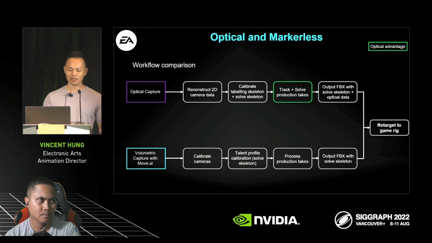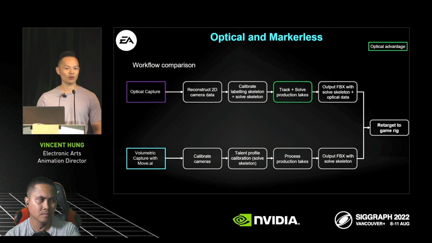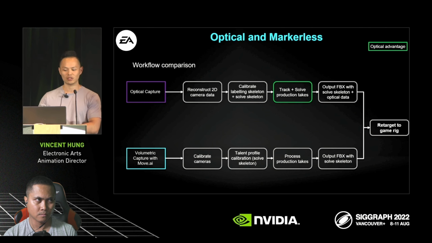After we're done, we calibrate the cameras. Now, we have the option to create a talent profile, what we call an actor profile. What that means is we could capture the talent's skeleton in a very controlled environment, and then we can keep that skeleton calibration and use that for future shoots. That's very advantageous for us if we were to do future shoots with the same talents. The difference afterwards is we process the production takes, but when I say process production takes, it goes through the Move.ai magic, and then it comes back to us with a retargeted FBX.